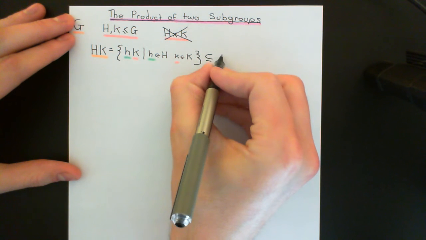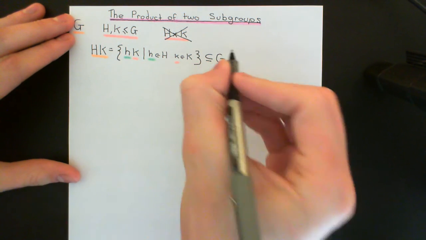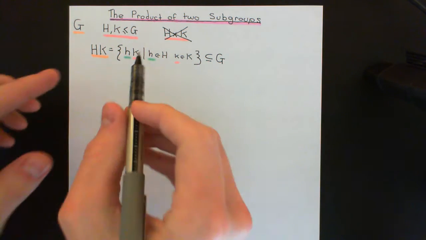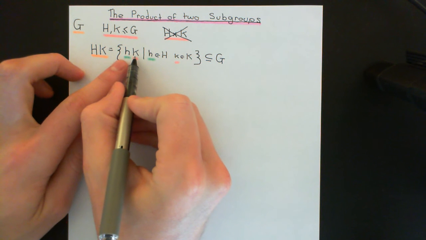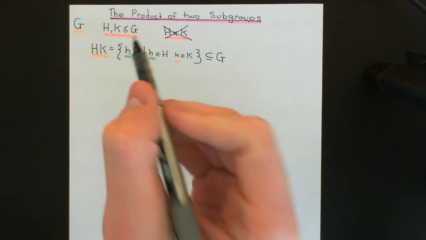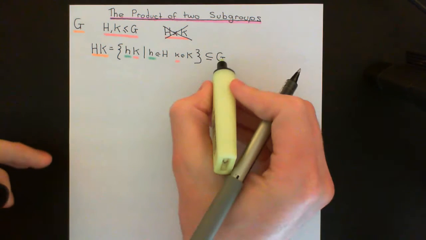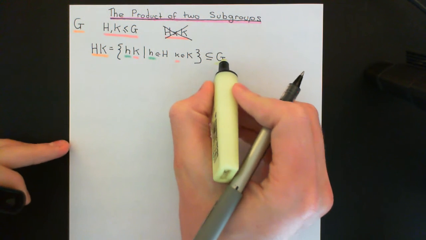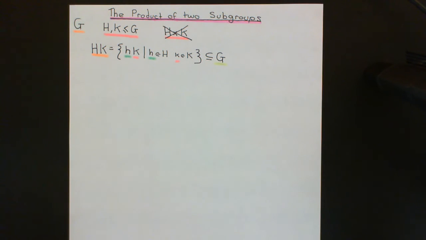So I hope we can agree that this is going to be a subset of the group capital G, because of course you're just composing elements of capital G together. Whenever you do that, you're always going to get an element of capital G because groups are closed under composition. So you're certainly going to get a subset of the group capital G. So there's the definition. That is what we're going to define the product of two subgroups to be equal to.